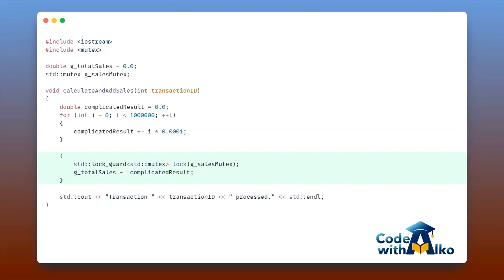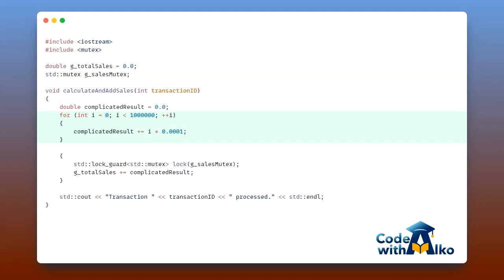Look at the difference here. It's a small change, but it's incredibly powerful. We first do all the heavy lifting, the big for loop calculation, completely out in the open. No lock is being held. Other threads can be doing this exact same calculation on other processor cores at the exact same time.